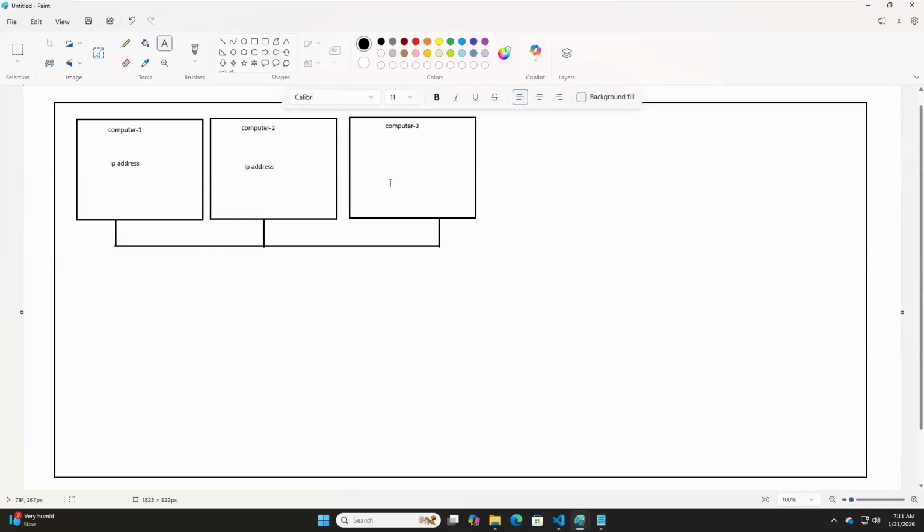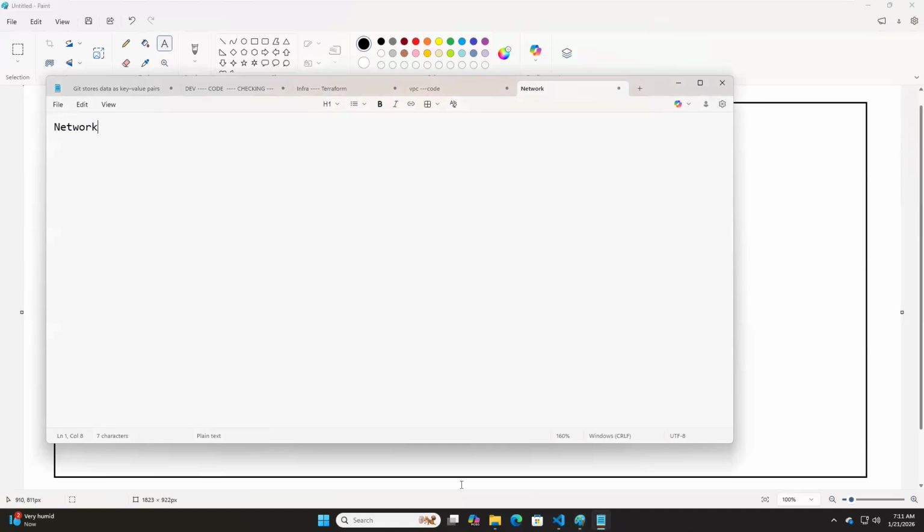Okay, so now what is this IP address? IP address means Internet Protocol. Simply, an IP address is an Internet protocol which will be helpful for establishing the communication. So how many types of IPs are there? There are two types, IPv4 and IPv6.